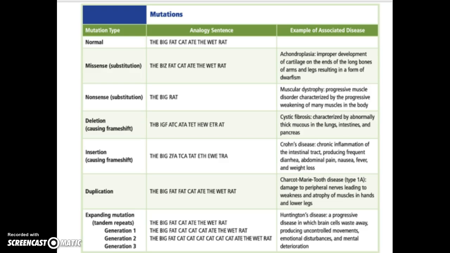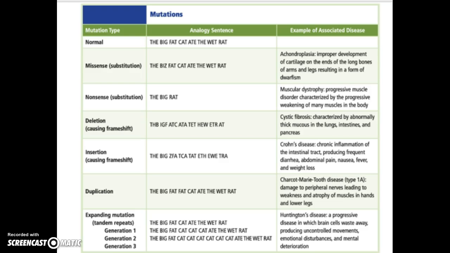If you substitute in a missense the G, for example, if you substitute that with a Z, now you have the biz fat cat ate the wet rat. Now in general, the cell still understands what's going on, but biz is not a word. A nonsense mutation. Remember, that's when something stops early for no reason. So you went from the big fat cat ate the wet rat to the big rat. Now there's a lot of information that's missing there.